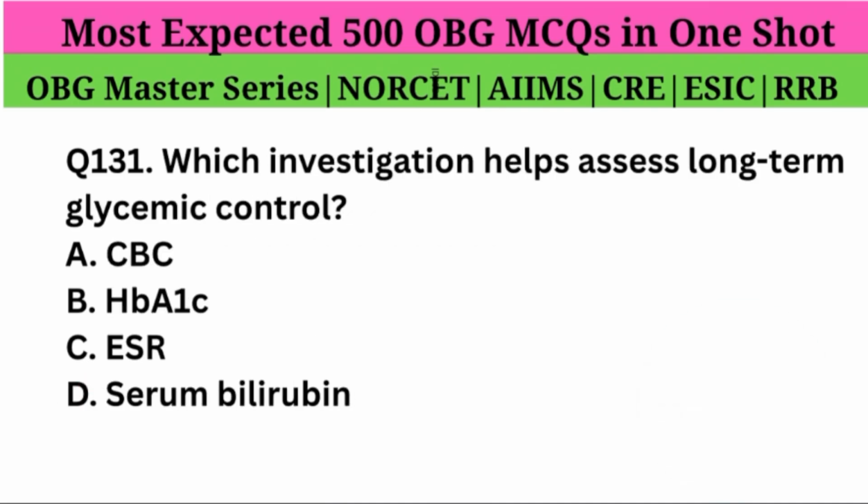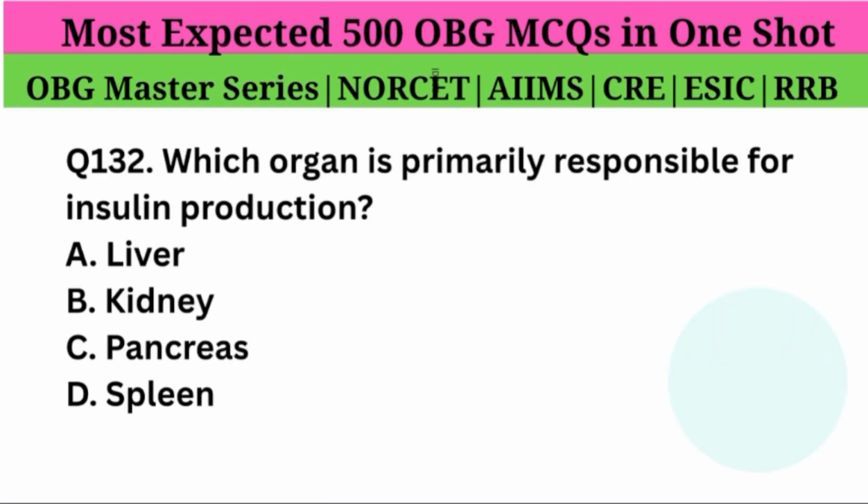Next question, which investigation helps assess long-term glycemic control? Your correct option is option B, HbA1c. Next question, which organ is primarily responsible for insulin production? Your correct option is option C, pancreas.